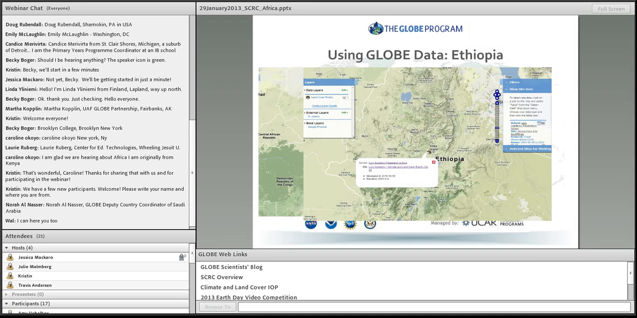And so these photographs are very important for the Climate and Land Cover Observing Period. Land cover observations and photographs that GLOBE schools take are important because these pictures give a perspective from the ground level.